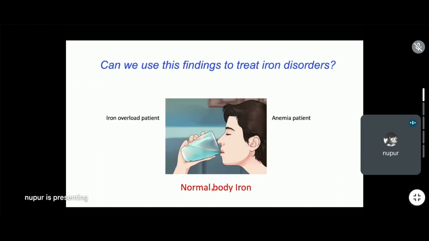Now the question is, can we use this finding to treat iron disorders? So if we give this microbial product, let's say diaminopropane, and reuterin to iron overload patients, will it lead to normal body iron?